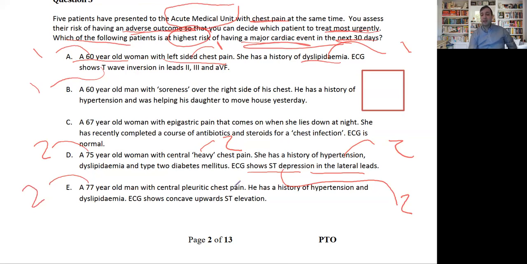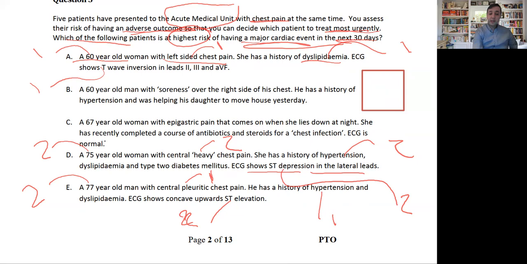Central pleuritic chest pain, I think, is not a typical cardiac chest pain, so it's going to be 1 point. History of hypertension and dyslipidemia, only 2 comorbidities, will take 1 point. And ECG showing upward ST elevation is going to be 2 points. So if we are calculating for E, 2 and 2 is 4, and 5 and 6. So in total, it's 6.